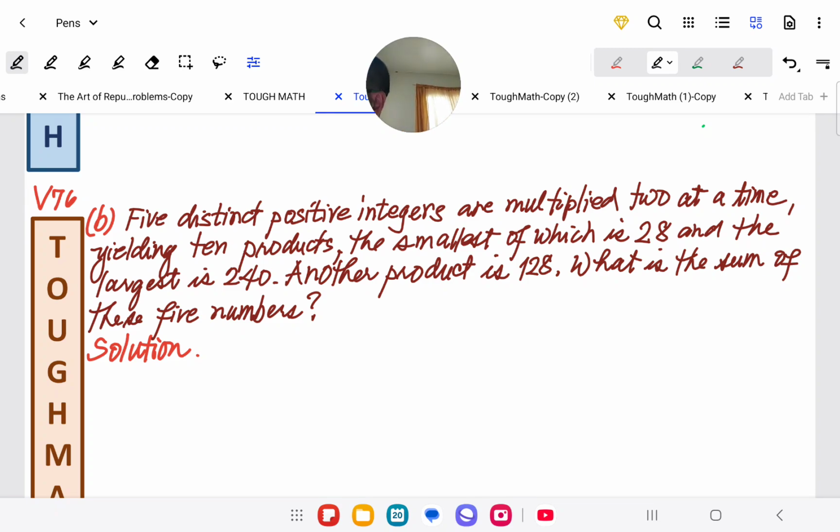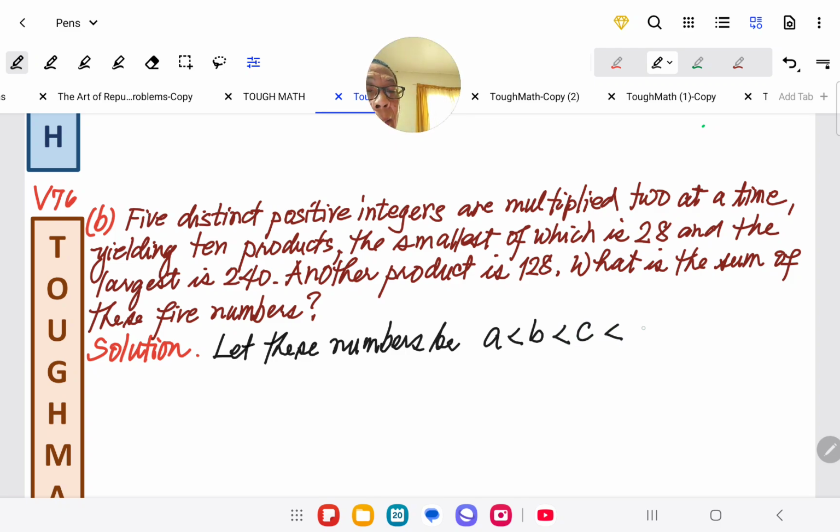So let these numbers be A, B, C, D, and E. So A is less than B is less than C, because they are distinct and they are all positive. So C is less than D and D is less than E.